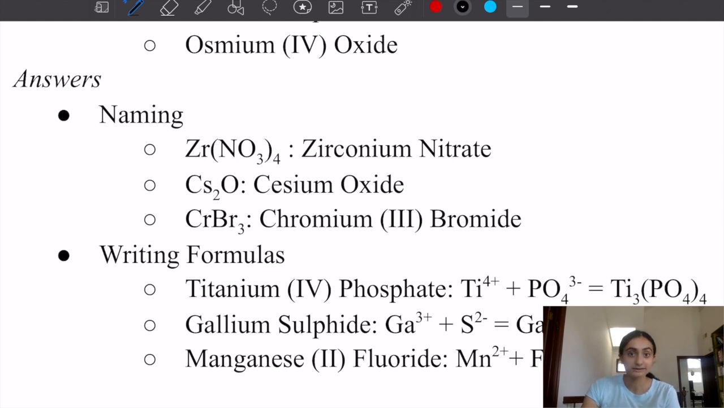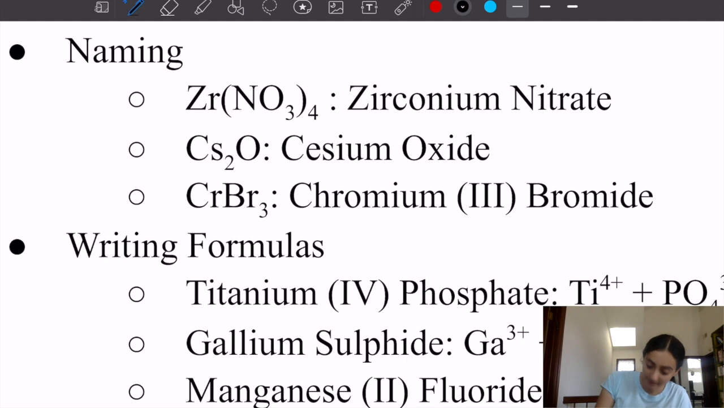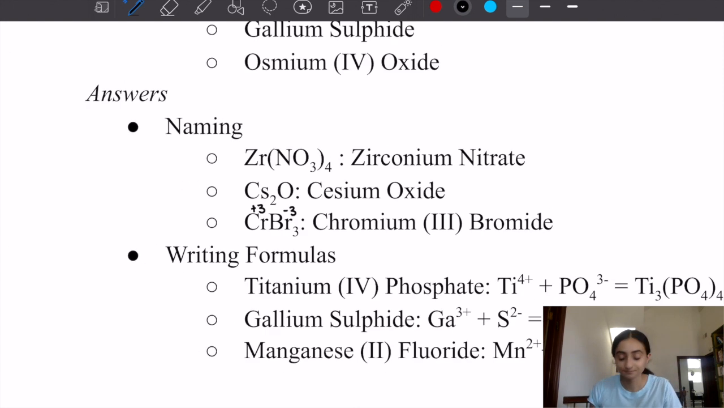And finally, we have chromium(III) bromide. So we know that this is a multivalent ionic compound because chromium is a multivalent metal. So the way you would write the name for this is you would figure out that the bromine charge would be -3. And then we know that we need a +3 to balance that out. So we have chromium(III) bromide.